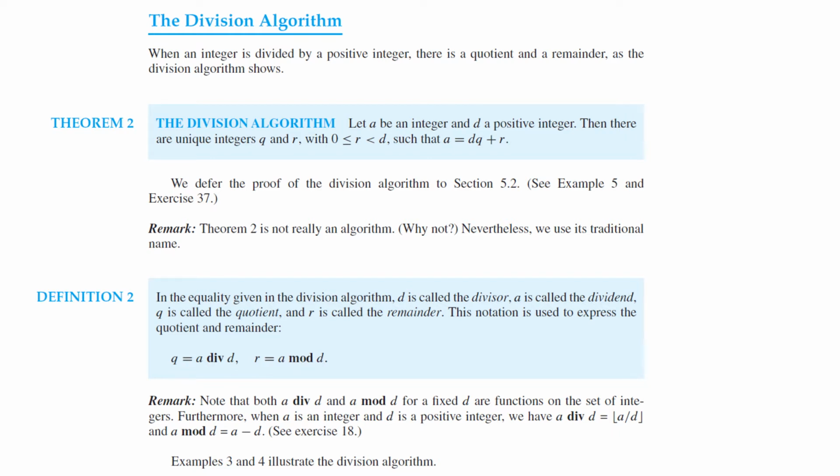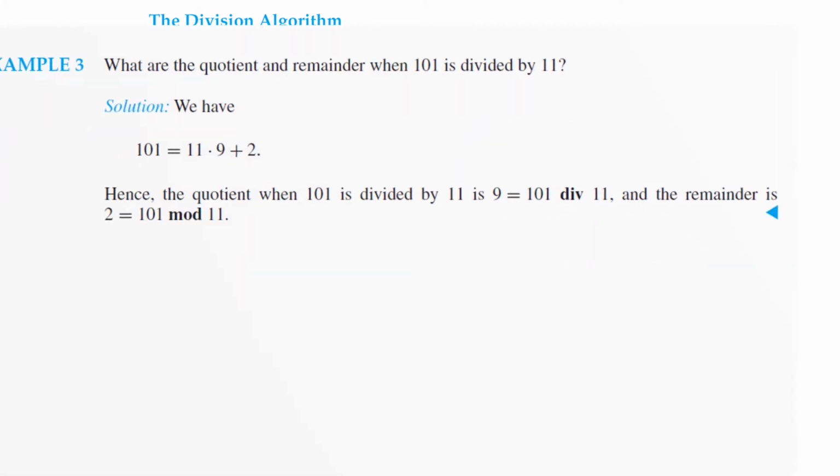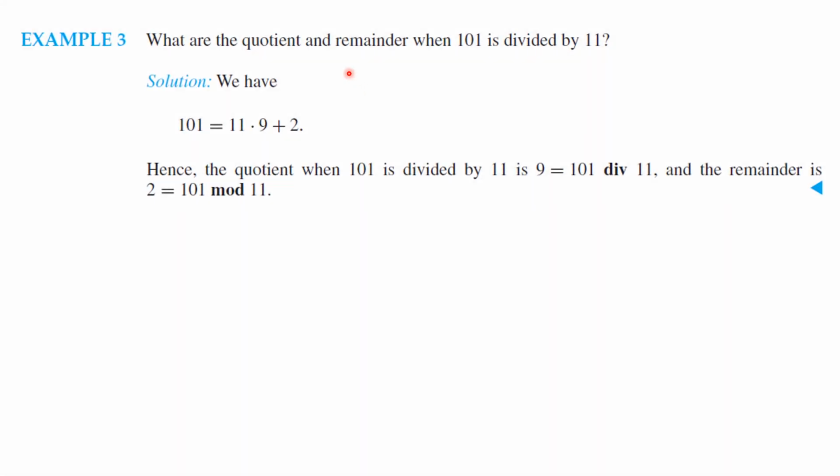So let's look at some more examples. What are the quotient and remainder when 101 is divided by 11? Well, you find out that the numbers are 9 and 2. So 101 is equal to 11 times 9 plus 2. So the quotient is 9 and the remainder is 2.